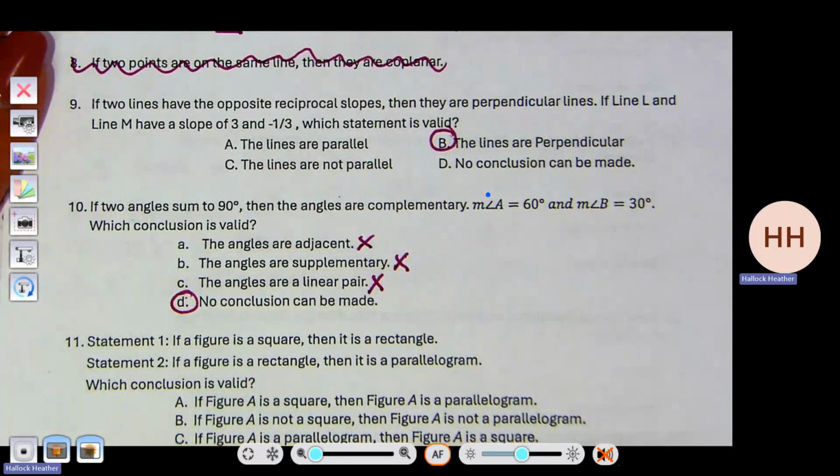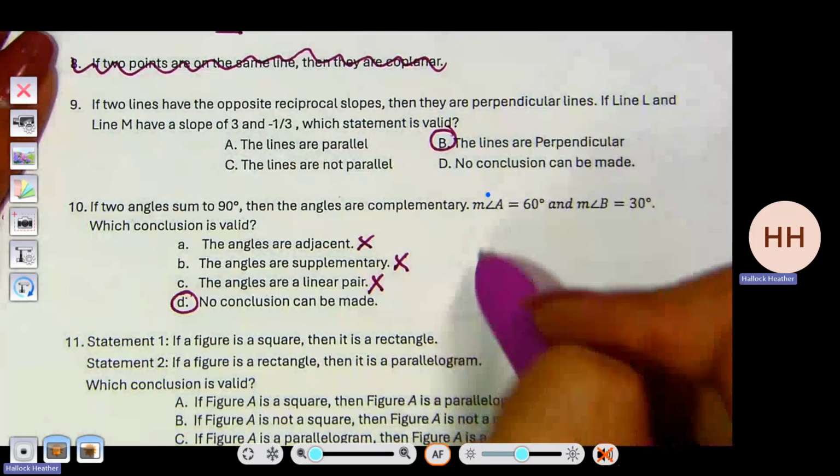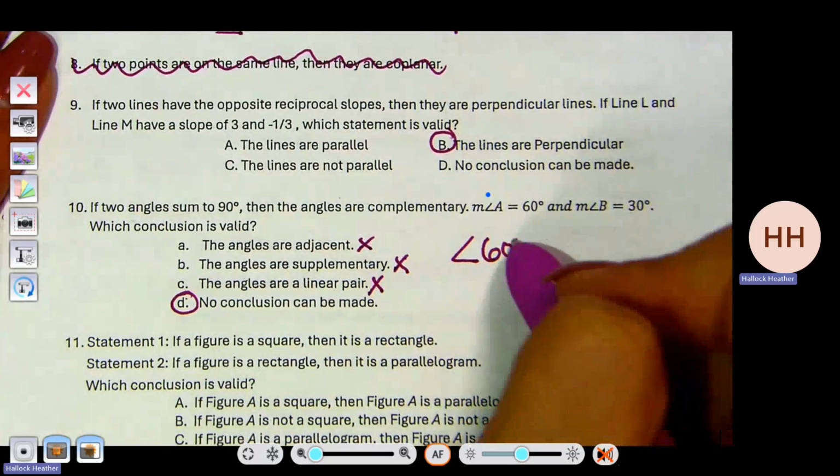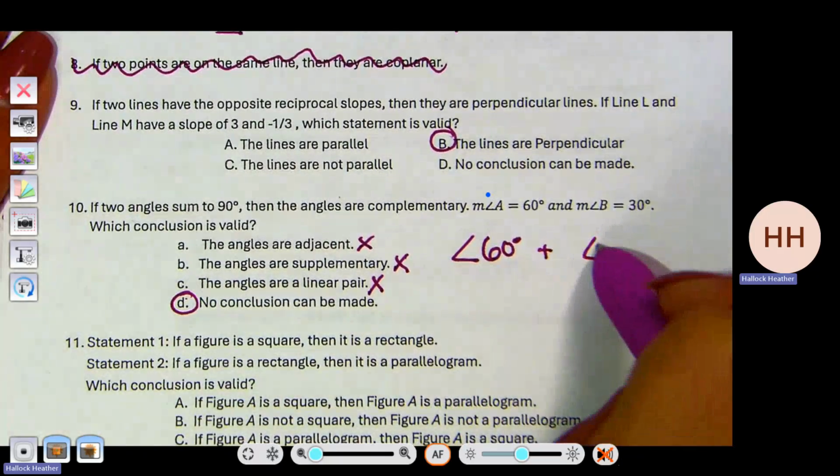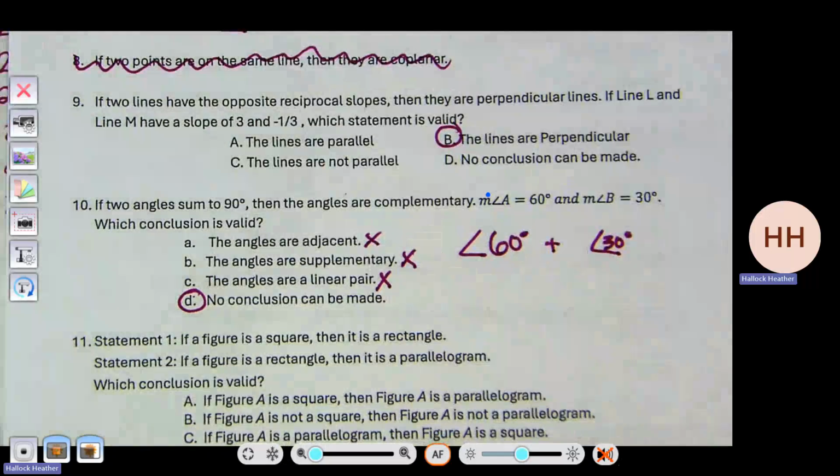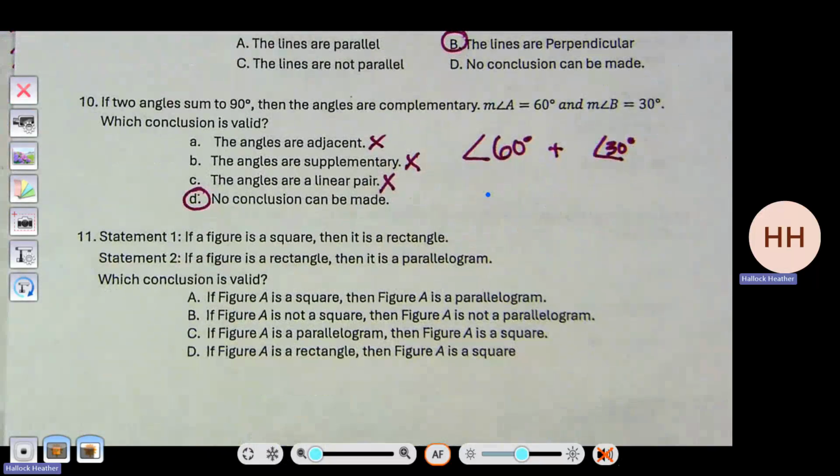We normally assume they're adjacent, but technically we can have an angle that's like 60 degrees here, and then we add this random angle over here, which is 30 degrees, and they technically still add to make 90. They're not necessarily adjacent. So try number 11. Take a minute, read in your brain, let it confuse your brain, and try to figure out what it's saying.